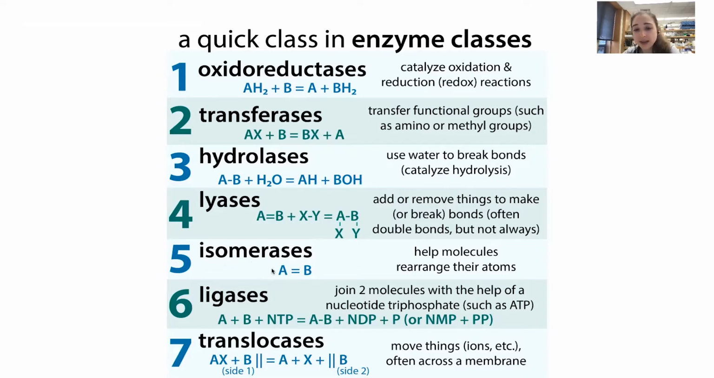It doesn't look like anything's happened here, but these are actually rearranging things in the molecule. So maybe shifting a group over: this group was sticking off of this carbon and now it's sticking off of this carbon, or changing the stereochemistry. So maybe you have an L amino acid and they change it to a D amino acid, changing the handedness of things. 6, you have ligases. These are joining together molecules, often with the help of ATP or another nucleotide triphosphate that's providing the energy for that. And then 7, that was that new one that we were talking about.